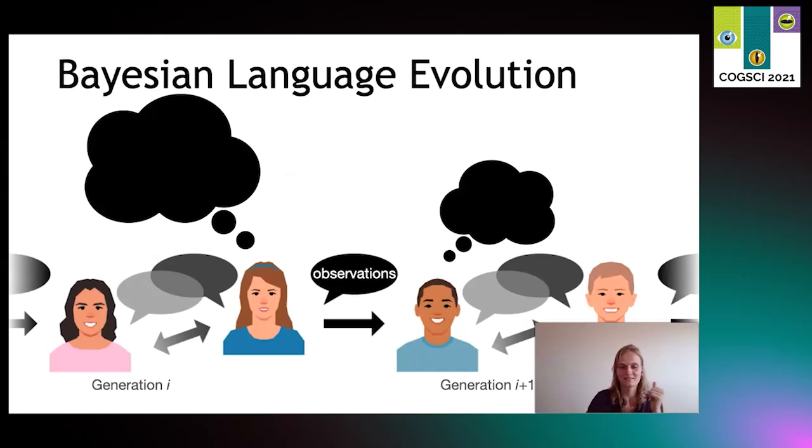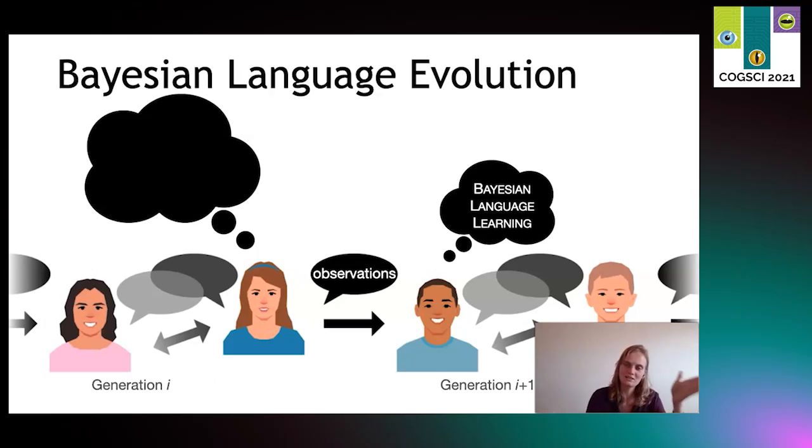A learner, as I said, receives observations, and specifically they receive these observations from an agent from the previous generation in their population. And each learner then performs Bayesian language learning, so Bayesian inference, on these observations in order to infer a lexicon which they themselves then will use to produce data for the next generation.